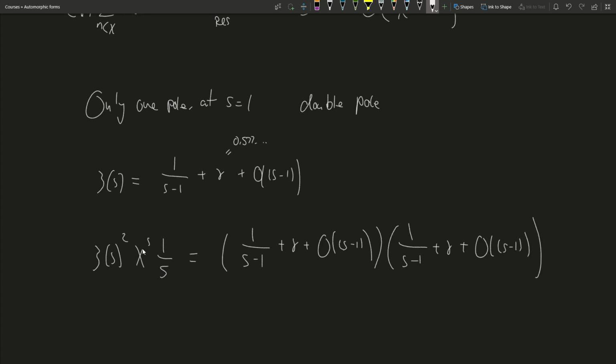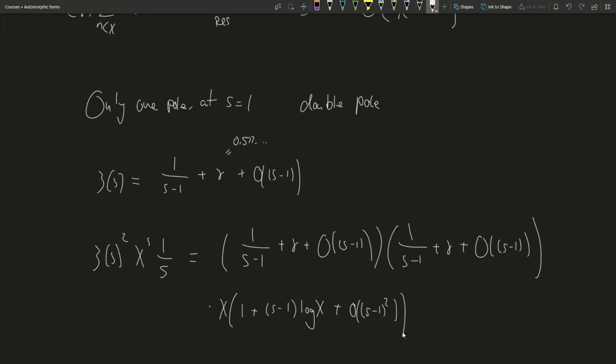And then our x to the s, well, we can write this as x times x to the s minus 1, and we're expanding around s minus 1 is 0, so this is going to be 1 plus, and then here we're going to have an s minus 1 times log x, and then big O of s minus 1 squared.